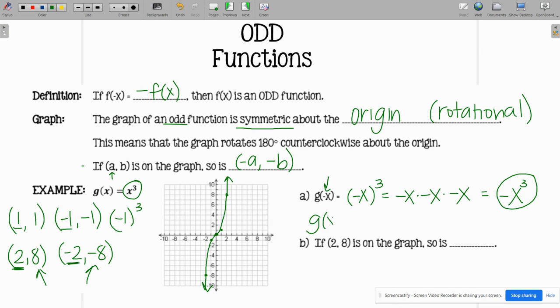So that means g of negative x, this value here, is equal to the opposite of g of x, and that's our definition. So this is going to be an odd function. If the point 2, 8 is on the graph, then again, the opposite points would exist on an odd function. So negative 2, negative 8.